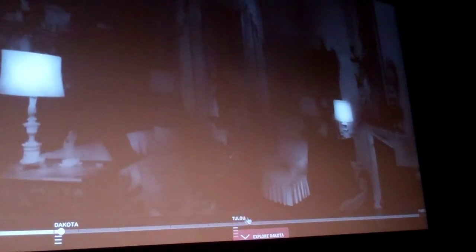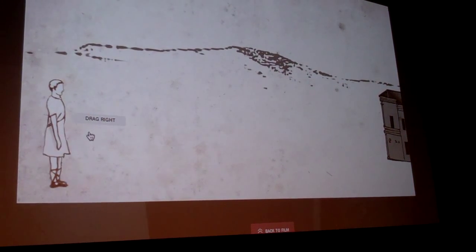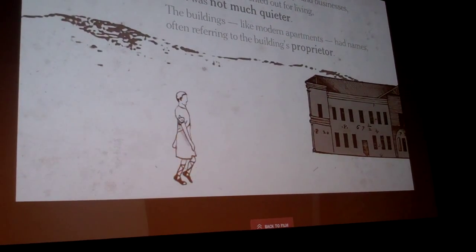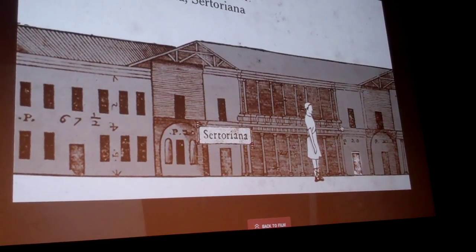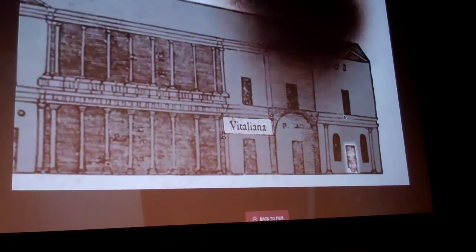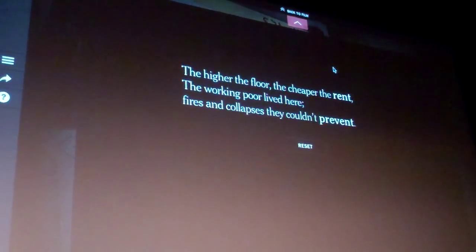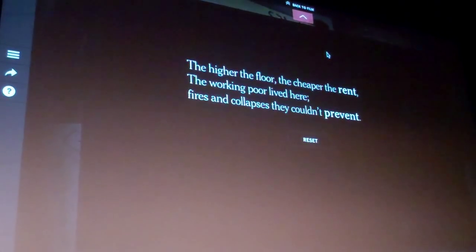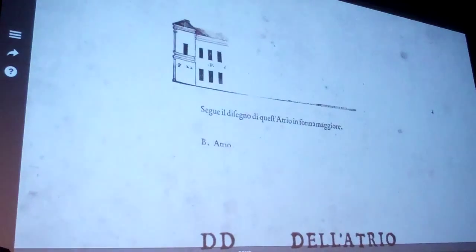Running hot water, elevators, doormen, all of the Romans were the first to build early apartment buildings. The Romans were the first to build early apartment living.